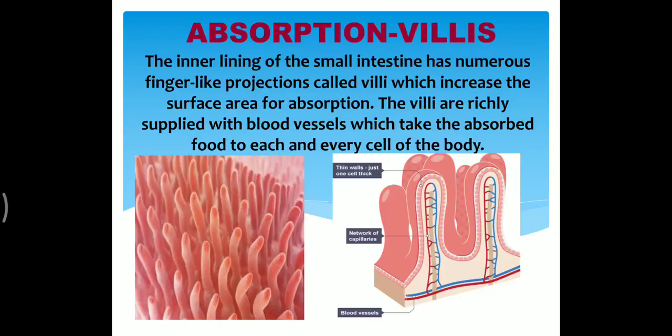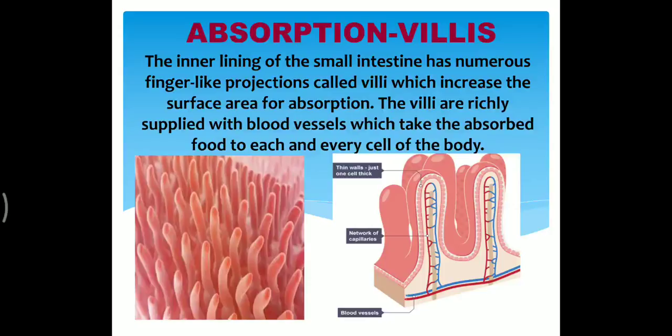Now, digestion is over. In the small intestine, when the food is passing through half of the small intestine, most of the digestion is completed. Now the food has to go back to the body. It cannot go out through the large intestine. It cannot go directly out. All the nutrients are there.